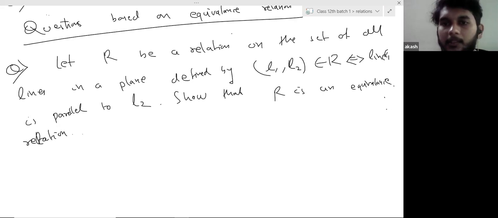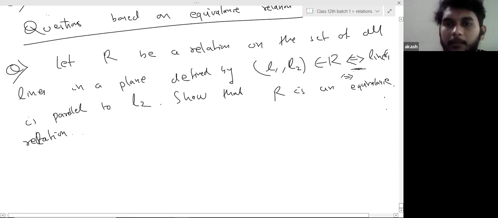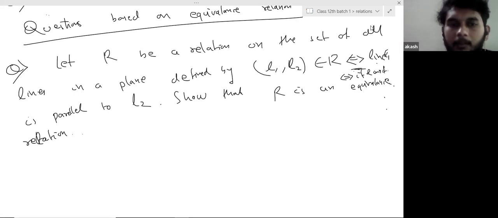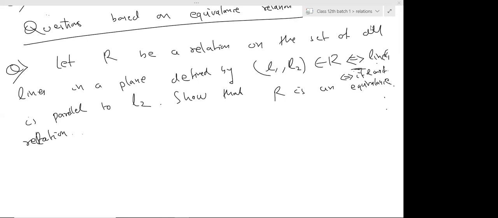This symbol here means if and only if. I hope you know this. Line L1 is parallel to line L2. Is this question clear to everyone? Yes, sir.